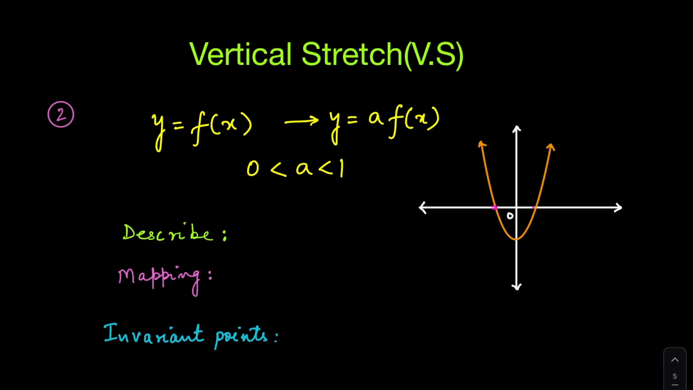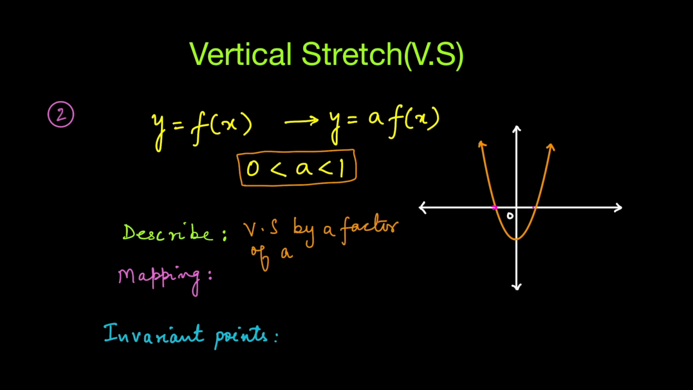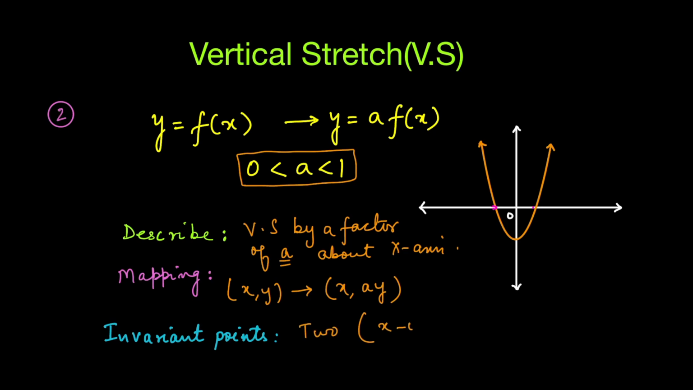Now again taking the vertical stretch, but this time the value of a is between 0 and 1. To describe, we again say vertical stretch by a factor of a. Since a is positive, we are not writing absolute, so a factor of a about the x-axis. The mapping will be the same, x comma y will change to x comma ay. And invariant points will be 2 since there are 2 x-intercepts.